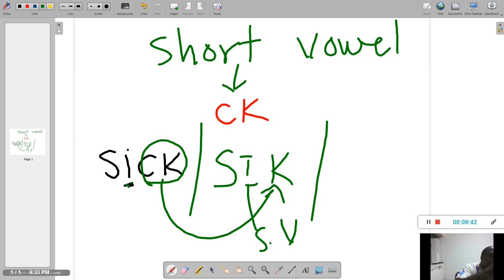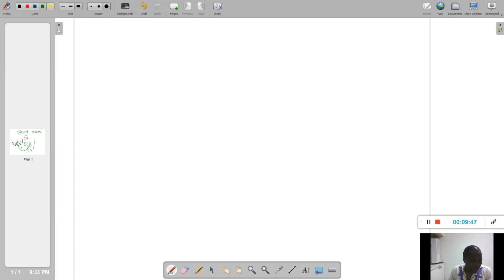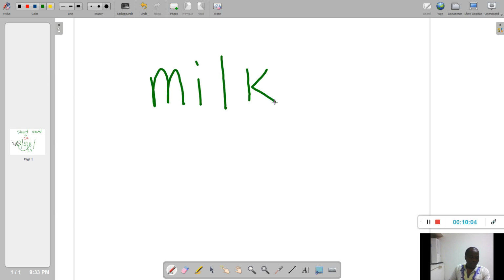Let's look at the other side. When do we use only the K? Apart from the short vowel, any other thing we can use the K. After everything else, use a K. Let me write this down for you so you can understand. Milk. Okay? If you look at the word milk, with the milk, we use K here because, let me make it simple.